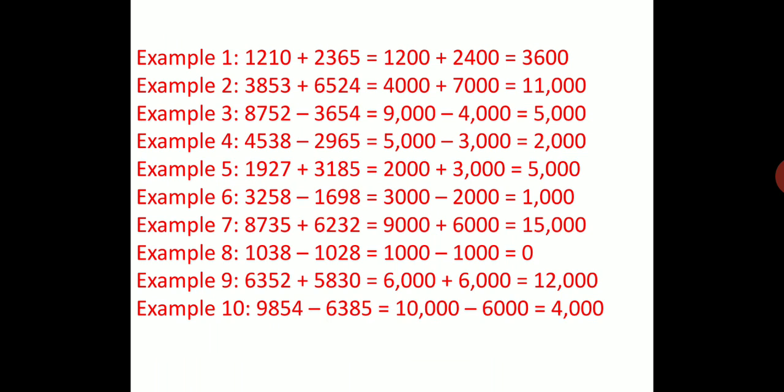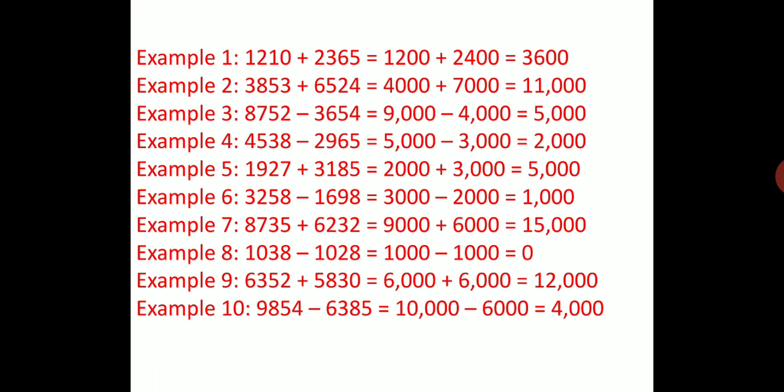And now I'll discuss a few examples more. I'm discussing in between. Example number 5, 1927 plus 3185. So what is the nearest 100 to 1927? It is 2000. And here 3185, what is the nearest 100, so it is 3000. You can see here in this, what we are doing, rounding off is done in thousand. Here if you do 100 it also comes the same, and even 1000 also comes the same. Some numbers you will get the same answer. So 2000 plus 3000 equal to 5000.